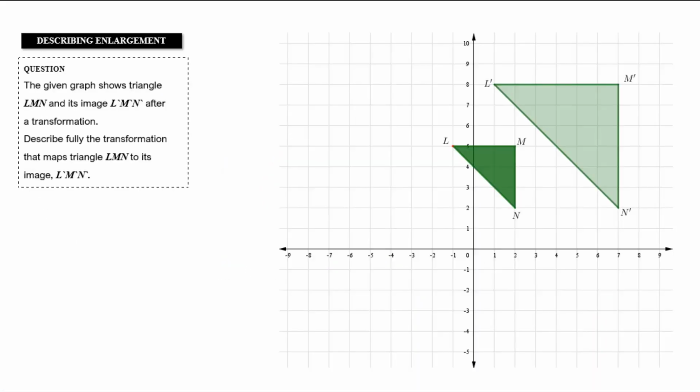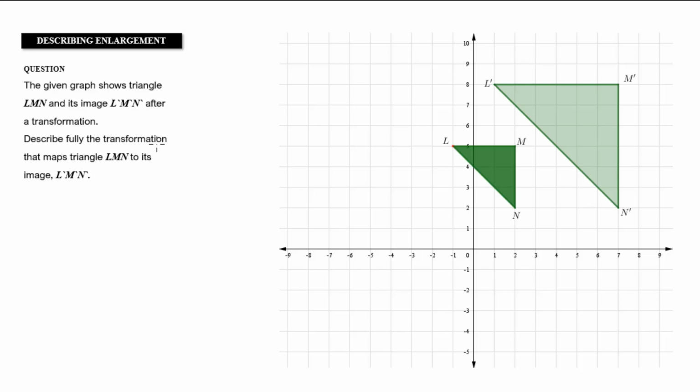Now this type of question is typically worth 3 marks, and we basically want to identify the object and the image, the scale factor, and the center of enlargement. The first thing we need to do here, it says that element is the object and element prime is the image, and we want to describe the transformation that maps element onto element prime.